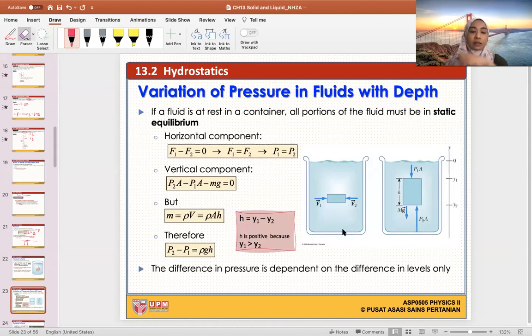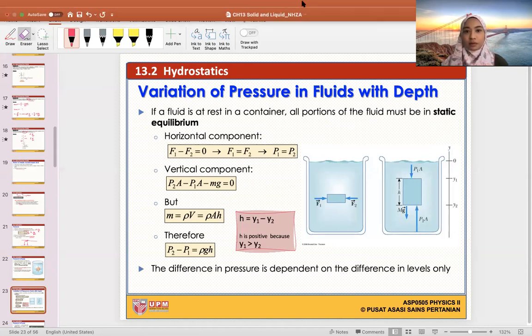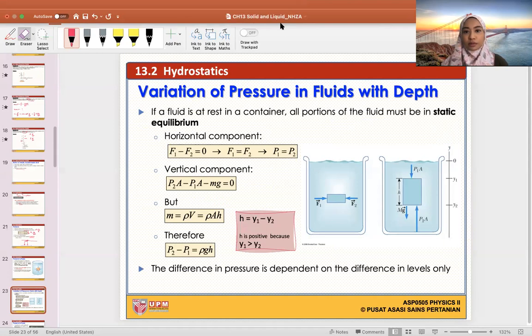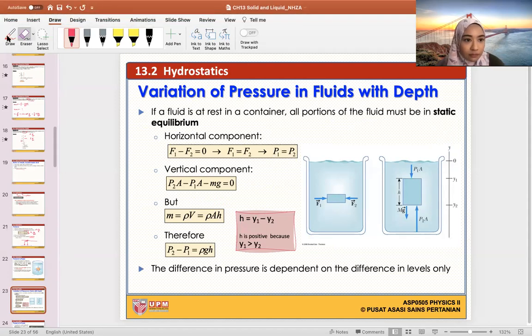Okay, never mind. Variation of pressure in fluids with depth. Korang, did I record this? Oh, I did. Nasib baik. Okay. Variation of pressure in fluids with depth. Keyword here is depth.